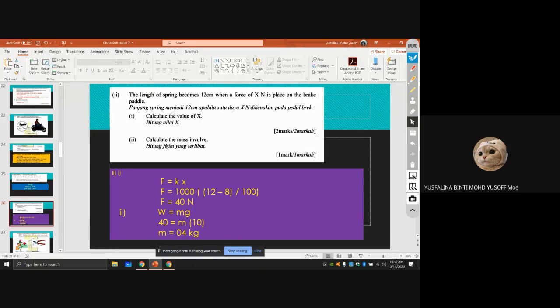Then they ask you to find the mass. Using W equals mg, W is 40, and m is the one you need to find. So m is 40 divided by 10. You get the answer 4 kg.